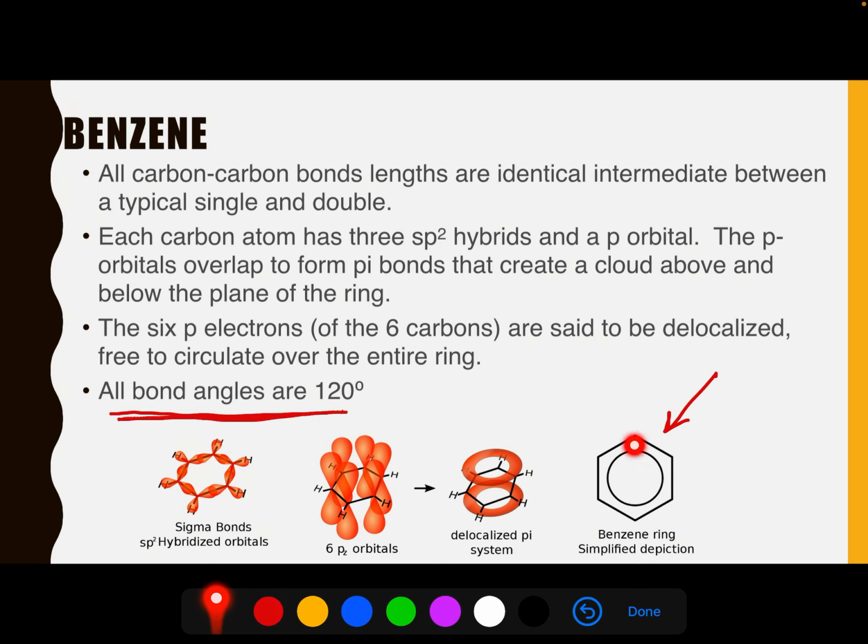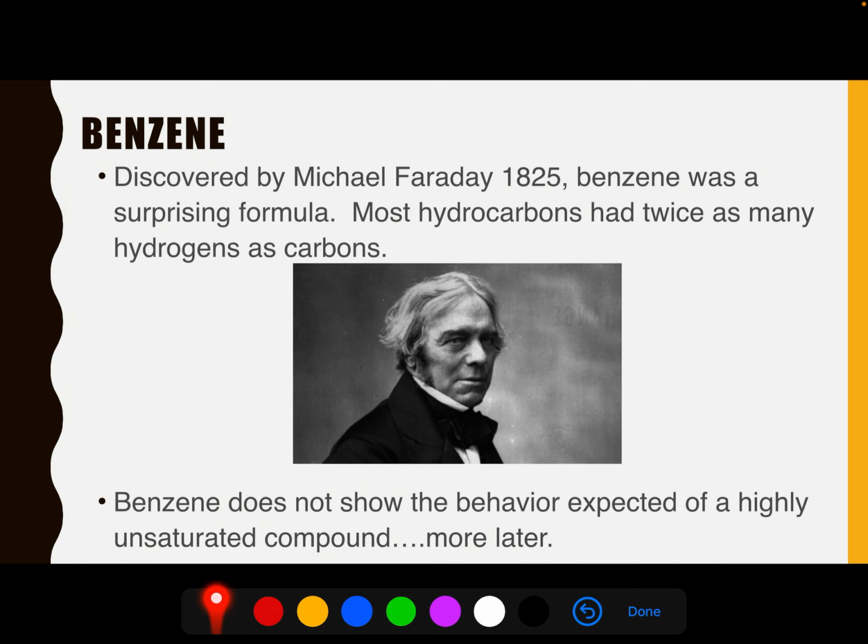This is one of the ways that we draw benzene, and I kind of like the way this one looks because this doesn't confuse people. This lets people know that there are these delocalized p electrons.